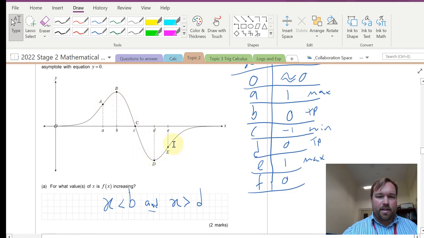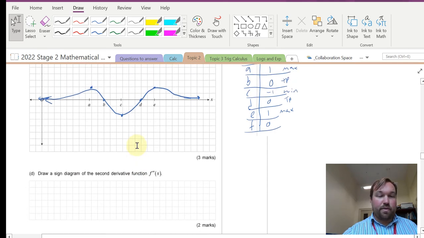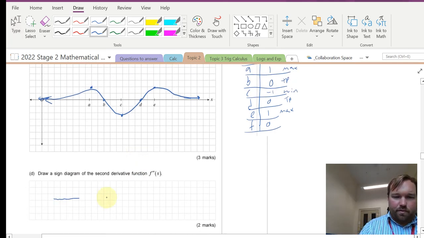You want A, C, and E to be the turning points of the derivative because they are the inflection points. For a sine diagram for the second derivative.